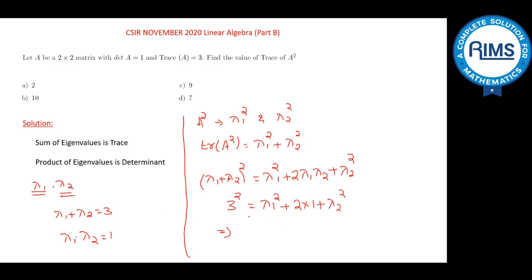That implies 9 minus 2 equal to lambda 1 square plus lambda 2 square, which is equal to 7. That is, trace of A square equal to lambda 1 square plus lambda 2 square, which is 7. Therefore option D is true. Okay.